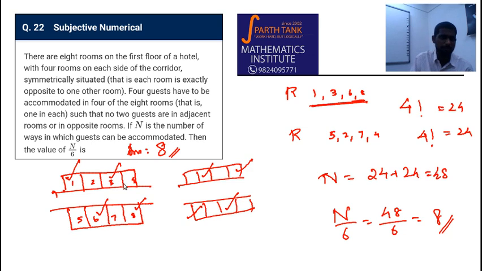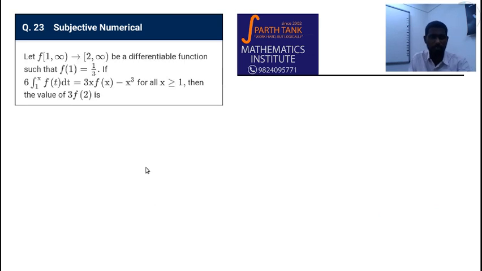Okay, very simple permutations combinations problem. Question number 23. Let f from 1 to infinity be to 2 to infinity be a differentiable function such that f of 1 is equal to 1 by 3. And they have given a differential equation: if integral 1 to x f of t dt is equal to 3x f of x minus x cube for all x greater than or equal to 1, then the value of 3 times f of 2 is.